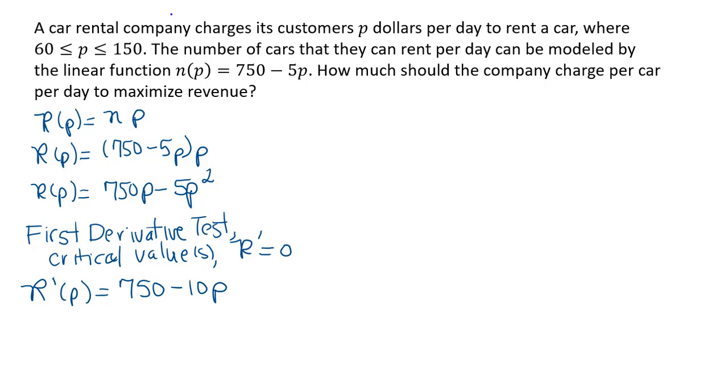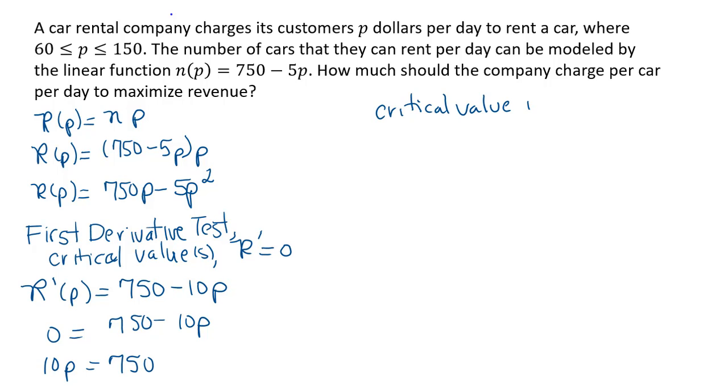Setting 750 − 10P equal to 0, I'll add 10P to both sides of the equal sign. Then we'll get 10P = 750. Now we'll divide by 10 on both sides, and we get P = 75. We have solved for the critical value. That is, P = 75 is a critical value. Now we have to determine if that critical value is a maximum.